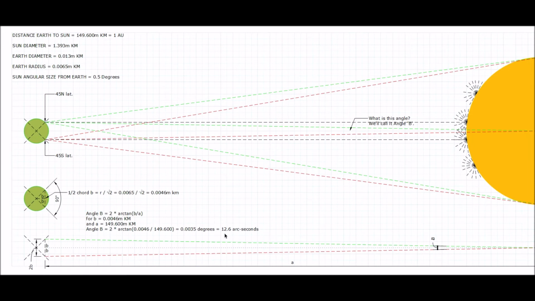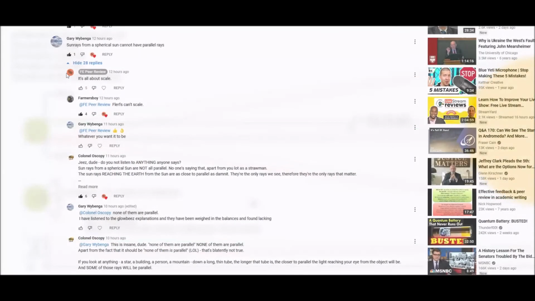Speaking of the subject of reality, there was one other interesting little comment from our favorite Gary Wybenga. Gary wrote, sun rays from a spherical sun cannot have parallel rays. I responded with, it's all about scale. Gary says, whatever you want it to be. I answered Gary on that point.